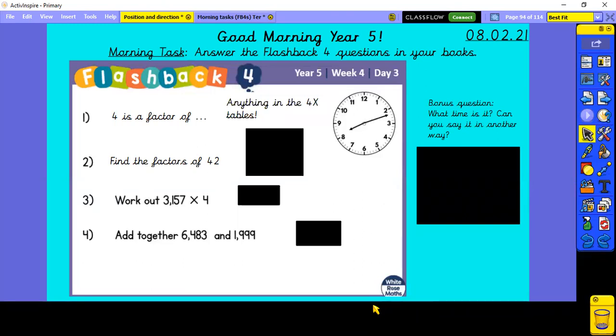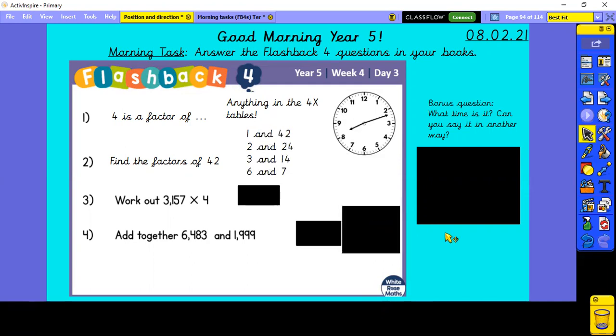Question 2, find the factors of 42. If you think back to when we looked at factors, we did that table with 1 something, 2 something, 3 something, which really helped us eliminate what numbers were not factors of 42. So the answer to this question is 1 and 42, 2 and 21, 3 and 14, and 6 and 7.